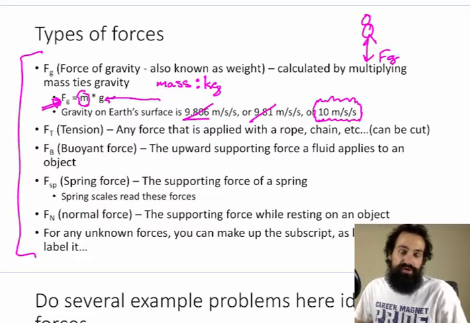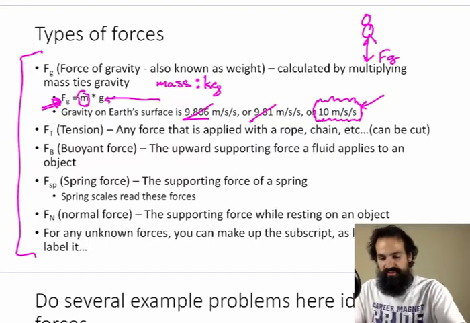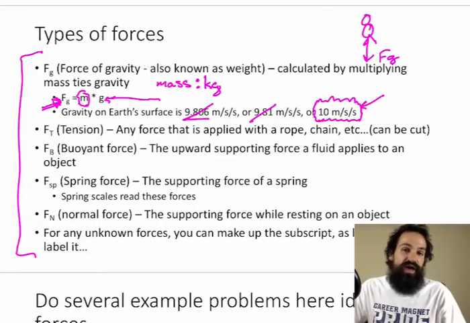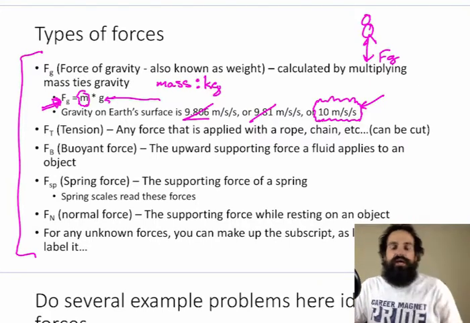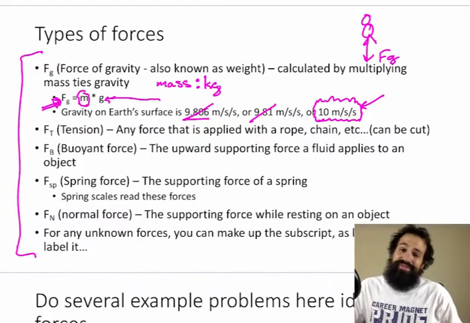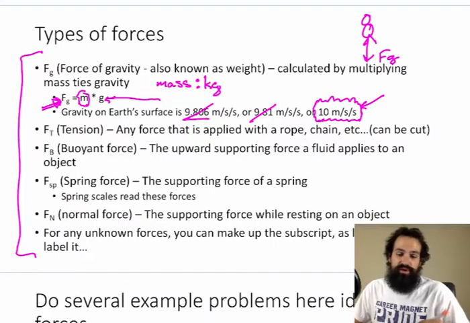And the College Board exclusively rounds to this value of 10 meters per second faster every second, or slower if you're going up. This makes your math so much easier throughout the year.